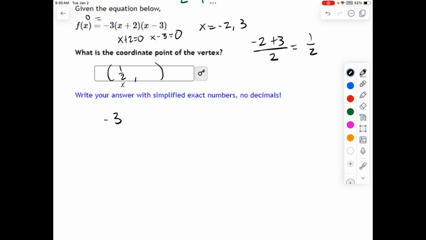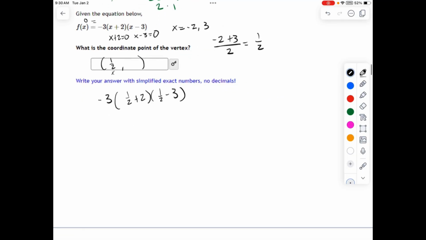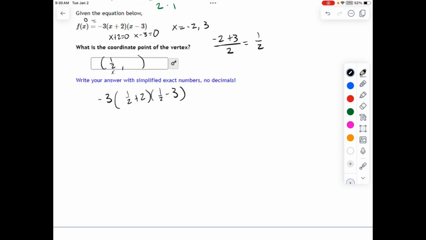So negative 3 times 1/2 plus 2 times 1/2 minus 3. And then you find out whatever that number is. There's the y-coordinate of your vertex. Done. Right? Now, if fraction arithmetic isn't your strong suit, plug it into a calculator. So we have negative 3 times 5/2, and then that should also be negative 5/2. Okay. So keep going from there.